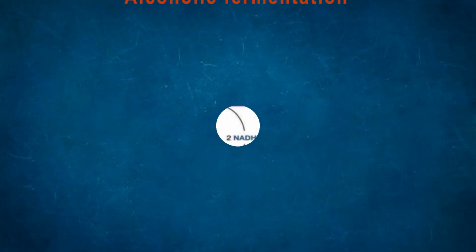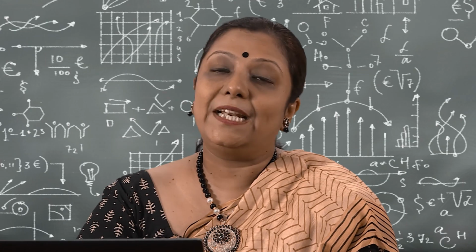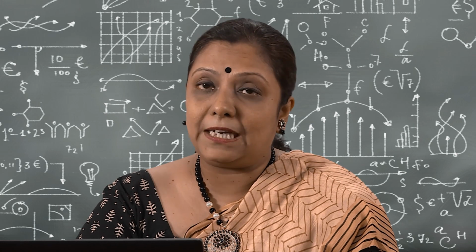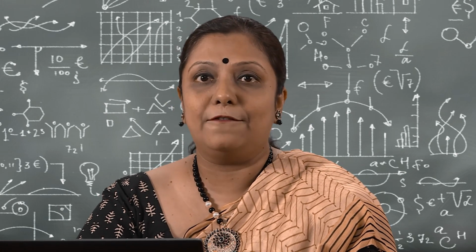Alcoholic fermentation. In yeast, with the help of the enzyme pyruvate decarboxylase, pyruvate is converted to acetaldehyde. This acetaldehyde, with the help of the enzyme alcohol dehydrogenase, ultimately produces ethanol, and from 2 NADH, 2 NAD plus can once again be regained. So these two are anaerobic conditions, devoid of oxygen, where NAD plus can be regenerated for glycolysis.